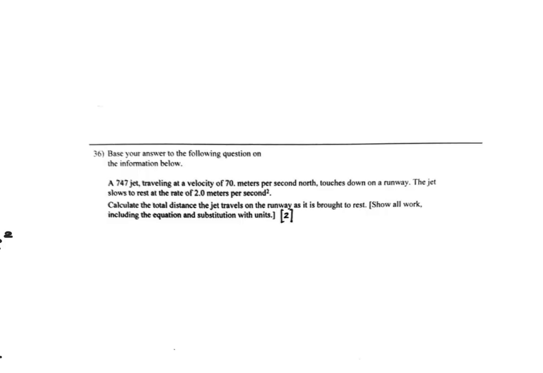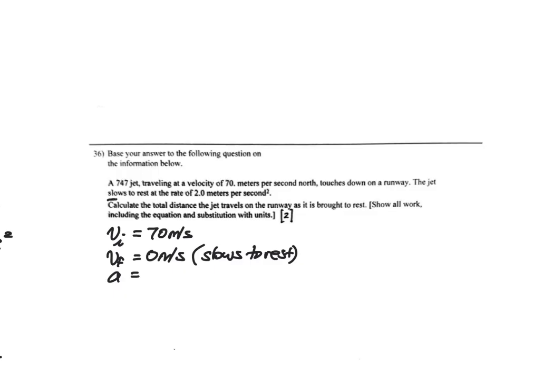So we have a 747 jet traveling at 70 meters per second north, touches down, then it slows to a stop at the rate of 2 meters per second squared. Let's write givens. So we have the initial velocity of 70 meters per second and then coming to a stop, and then it says it slows to rest at the rate of 2 meters per second squared. So I know the acceleration, meters per second squared, tells me that this is acceleration. But I'm going to make that negative because the plane is slowing down. If I'm going to call my initial velocity positive and the plane is slowing down, the acceleration is against the direction of motion, so we're going to call that negative.